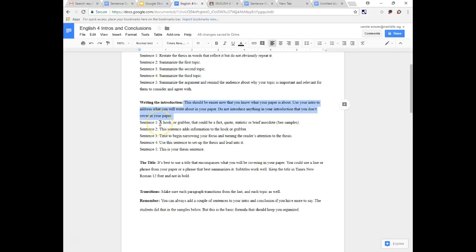Sentence 1 is going to be a hook or a grabber. That could be a fact, a quote, a statistic, or a brief story. Sentence 2 adds information to the hook or the grabber. Sentence 3 is like a pivot point. It begins to narrow your focus and turn the reader's attention to what you're going to cover in the thesis. Sentence 4, you're using this sentence to set up the thesis and lead into it, and sentence 5 is your thesis statement. It comes at the end of your introductory paragraph and it's underlined.